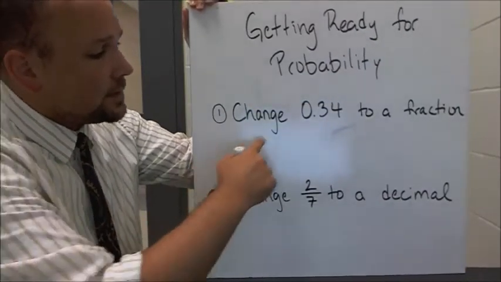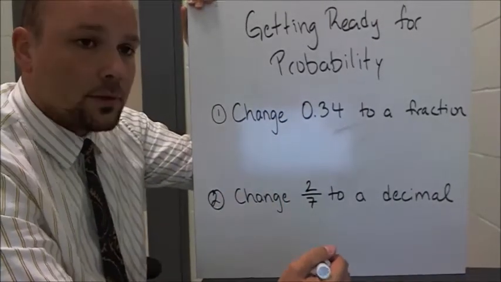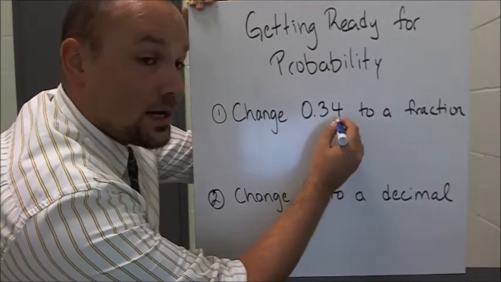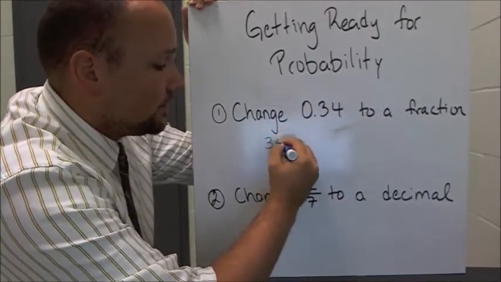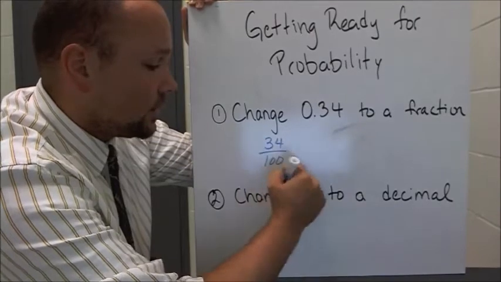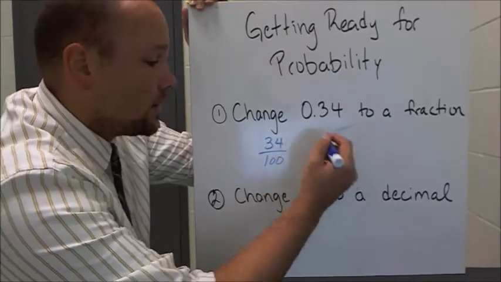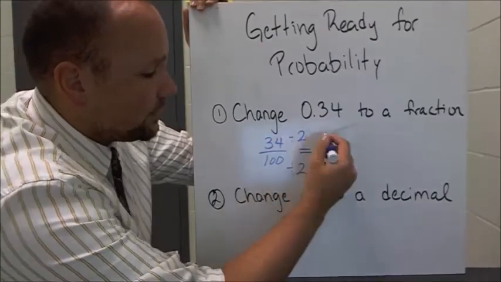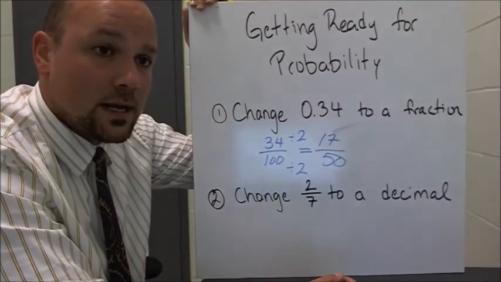If I want to change 0.34, a decimal, to a fraction, we have to remember what the names of the decimals are. These are tenths and these are hundredths. The hundredths are the last spot, so this tells me that there are 34 hundredths in that decimal. Then we have to reduce as much as we can. Since both of these are even, we can reduce them both by 2. 34 divided by 2 is 17, 100 divided by 2 is 50, and I can't reduce that anymore.